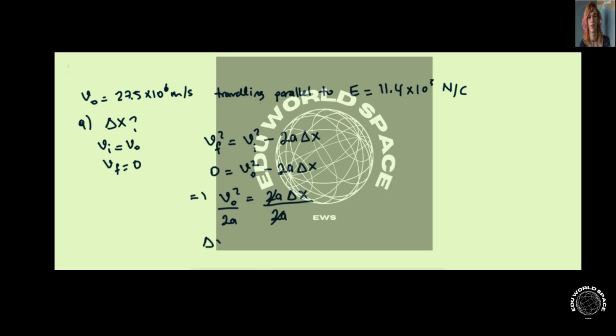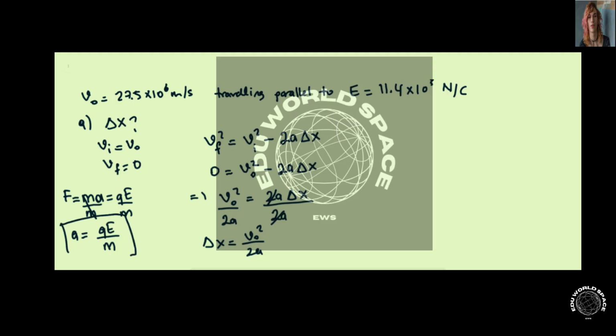However, we have an issue here. Delta x equals v naught squared over 2a, but we're not given the acceleration. We need to figure that out. For that, from Newton's second law, the force acting on the electron is the mass of the electron times the acceleration of the electron. Since this force is due to the electric field, m times a has to be equal to q times E. If we divide both sides by m, we get the acceleration: a equals q times E divided by m, q being the charge of an electron, m being the mass of an electron.